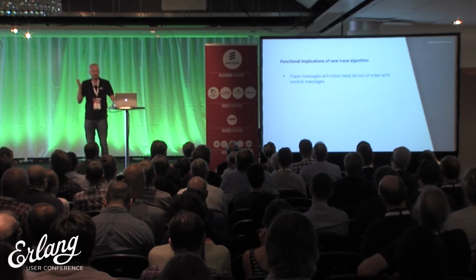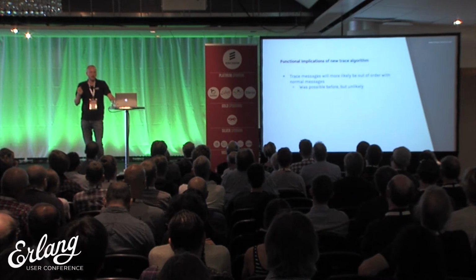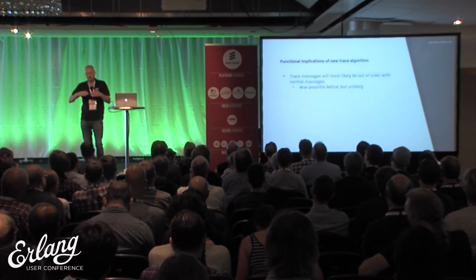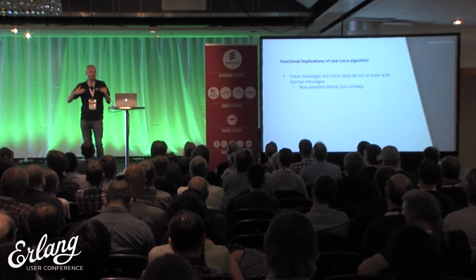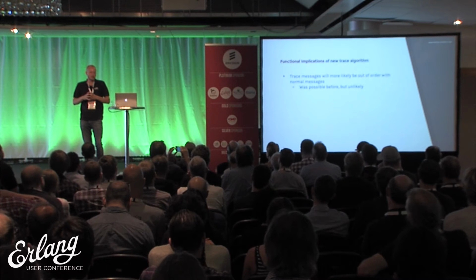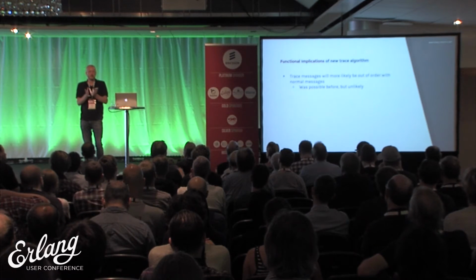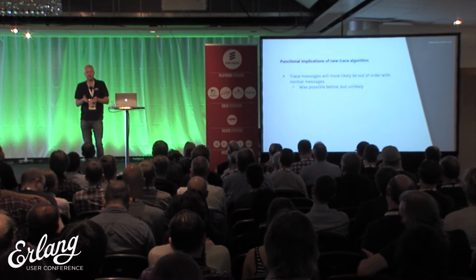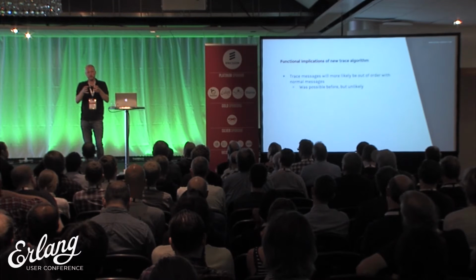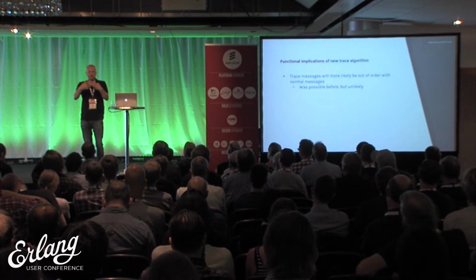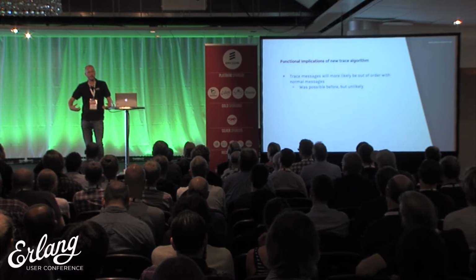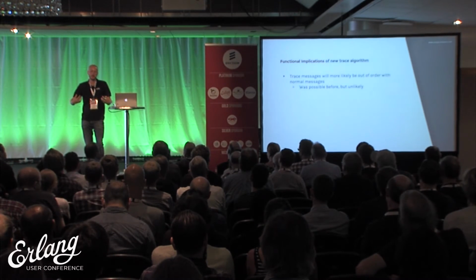So some functional implications of this. Trace messages are more likely to be out of order for things that you think should happen after each other. The guarantee that we have with tracing is that trace events from a single concurrent entity should be possible to see in the same logical interval. So they are ordered. But in between different logical entities, we do not guarantee any order as such.